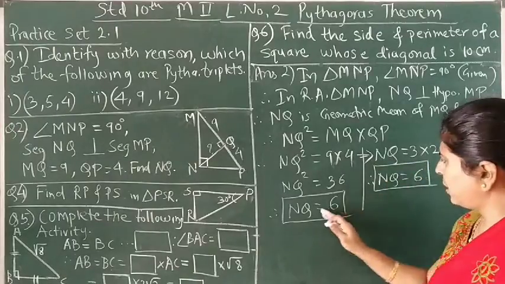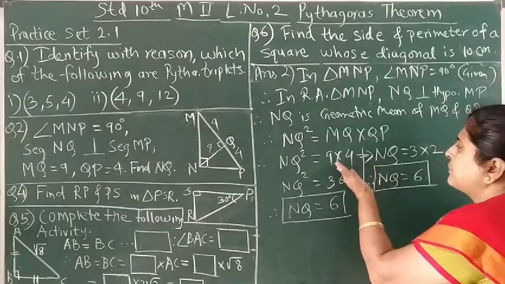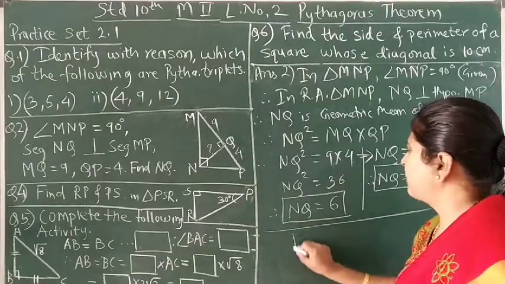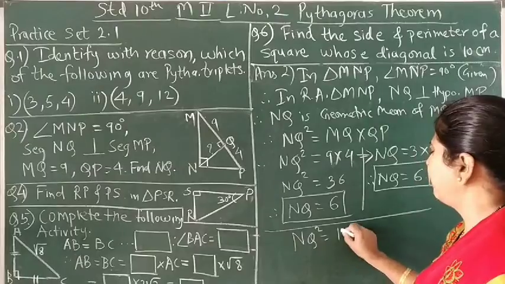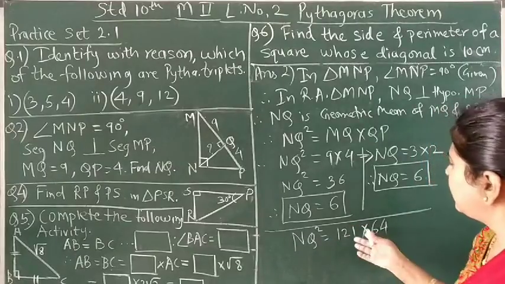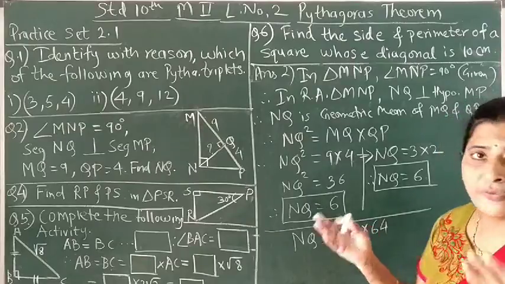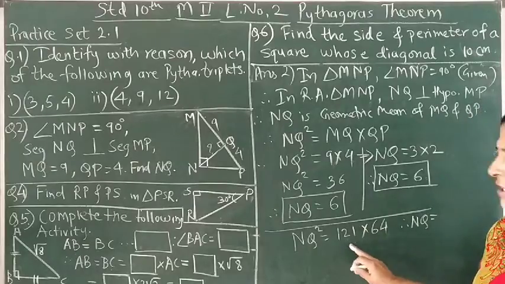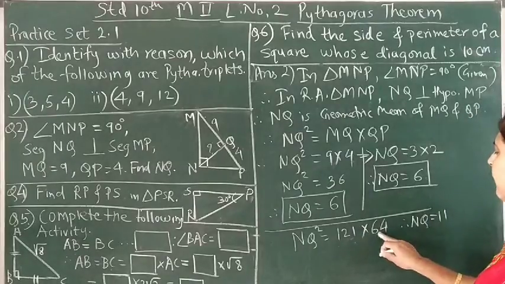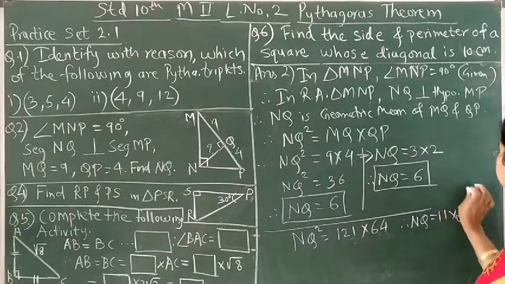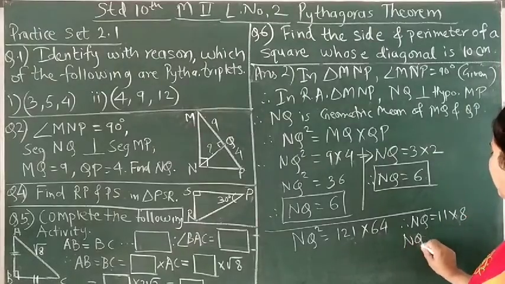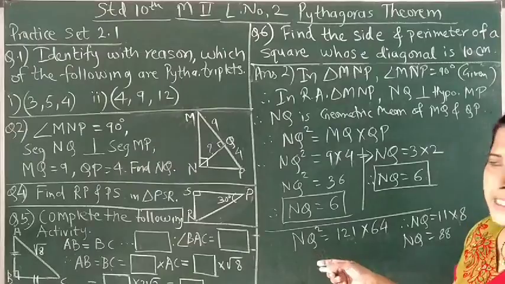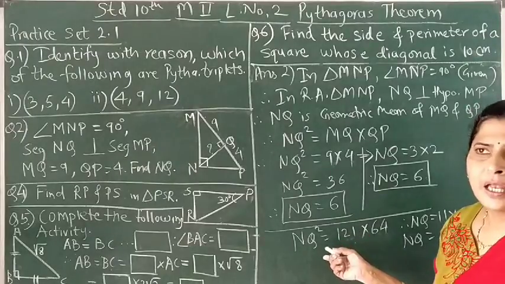For smaller numbers you can go this way, but for larger numbers, if they are perfect squares, then surely you have to go for this method. For example, suppose you get that NQ square is equal to say 121 into 64. It's not useful at all to take the product and then find the square root, but we can take square roots of both sides, as both numbers are perfect squares. What is the square root of 121? It's 11. And what is the square root of 64? It is 8. And that's why you get NQ equal to 88. So this second method is useful in such cases where the numbers are big enough and they are perfect squares.